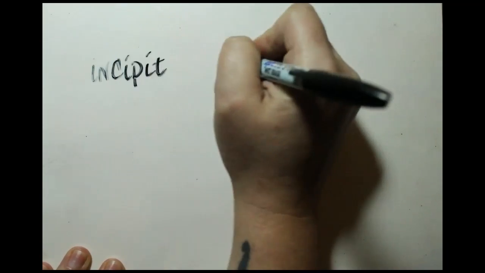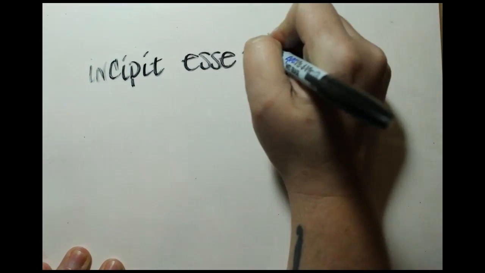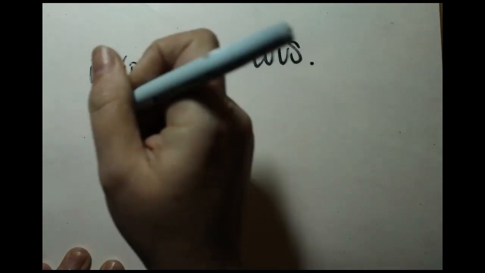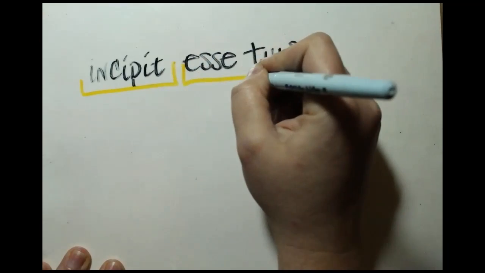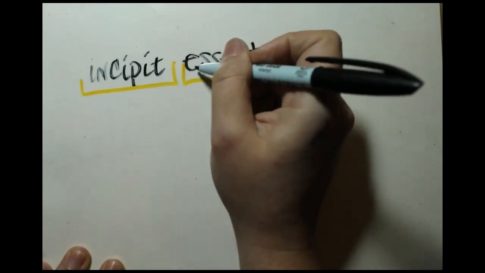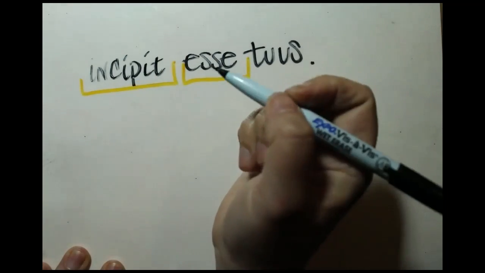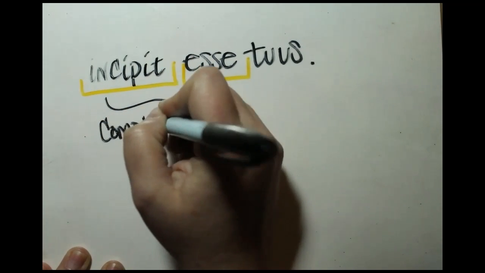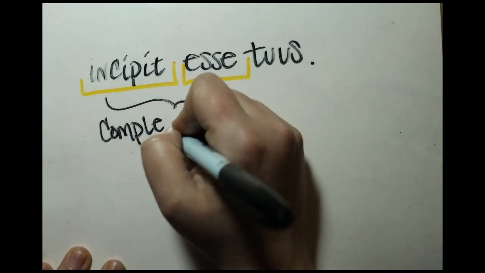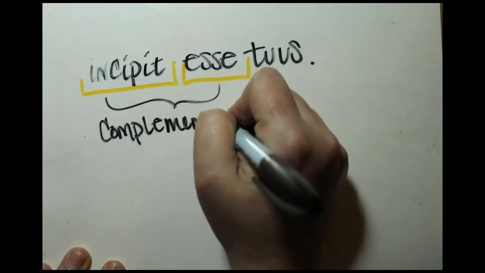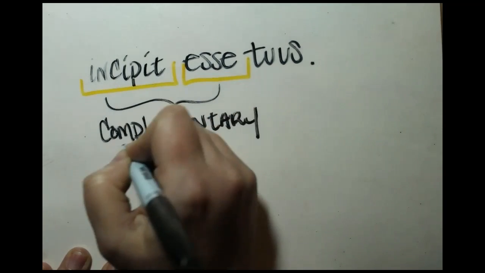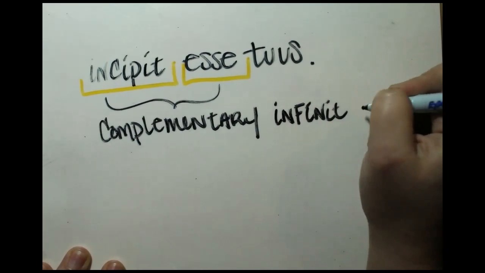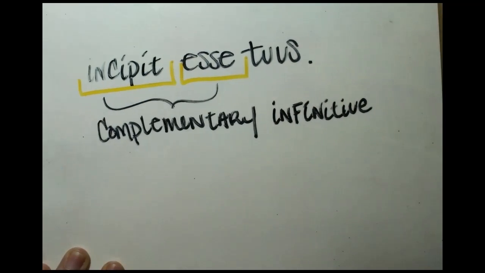Incipit esse tuus. So we know these two are verbs. And when we have an infinitive here with another verb, we have what's called a complementary infinitive, not a complete one. It's not flattery, it's completing. We're using the infinitive to complete the meaning of our inflected verb.